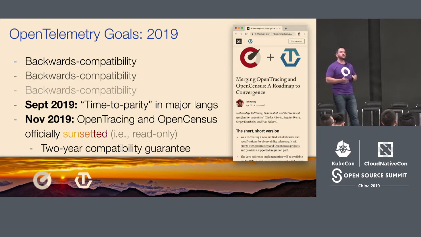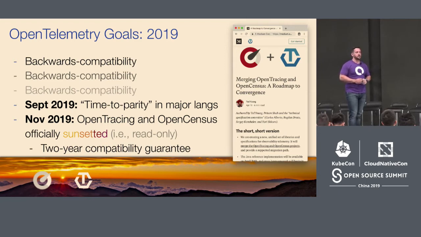But what we're going to do is provide a bridge that has full backwards compatibility. So if you're on OpenTracing or OpenCensus, you don't have to do anything by the end of the year. It will still work with OpenTelemetry. You have nothing to worry about. And we will support backwards compatibility for at least 2 years. That's the end of 2021. So you have plenty of time to migrate over to OpenTelemetry as it becomes available.